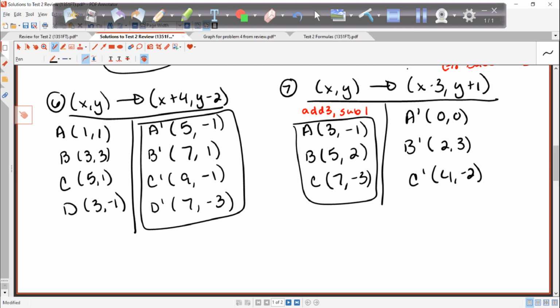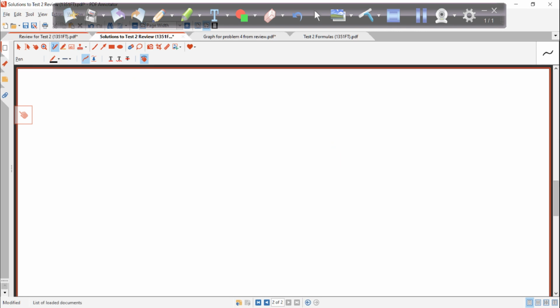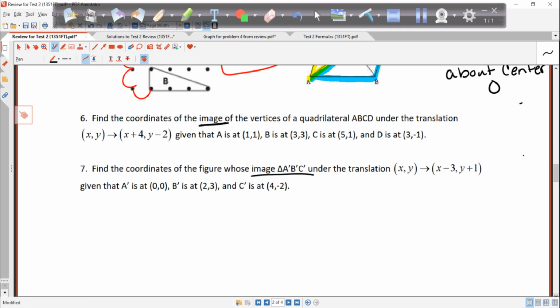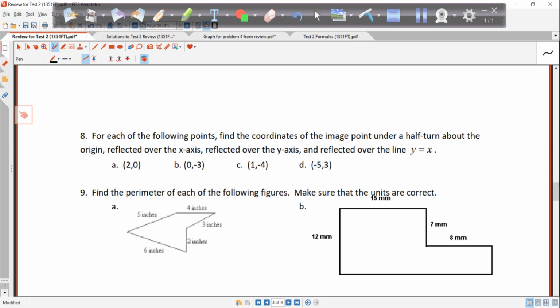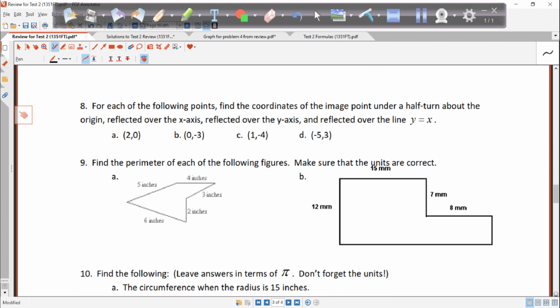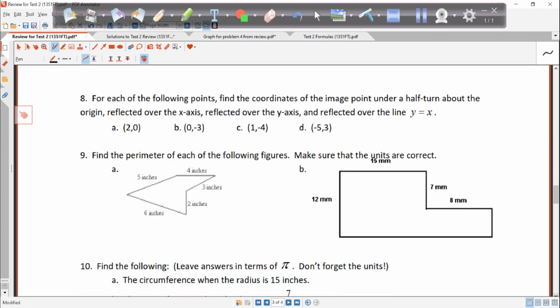All right, moving on to 8. Okay, for 8, for each of the points, we're going to find the coordinates of the image under a half turn about the origin, reflect over the x-axis, reflect over the y-axis, and reflect over the line y equals x.